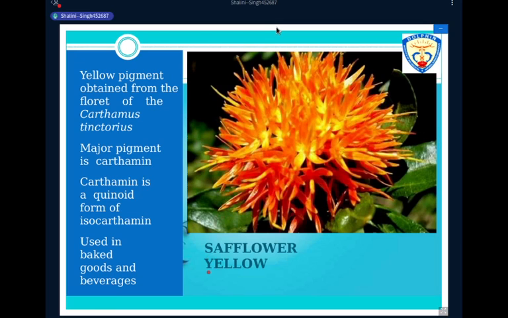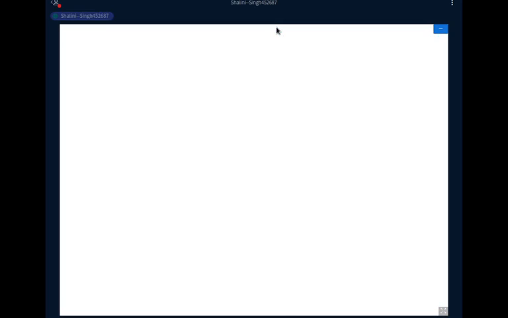Next example is safflower yellow. This is a yellow pigment obtained from the florets of Carthamus tinctorius. Major pigment is carthamine. Carthamine is a quinoid form of isocarthamine used in baked goods and beverages. These are the natural colors.